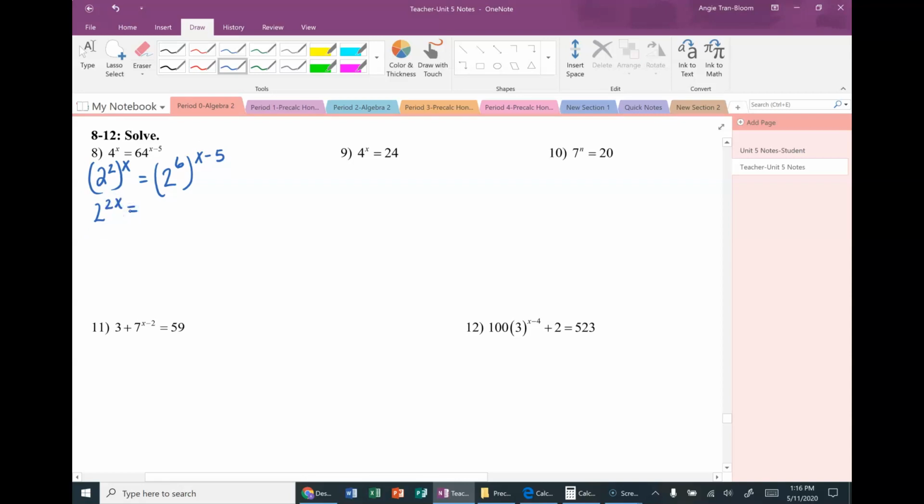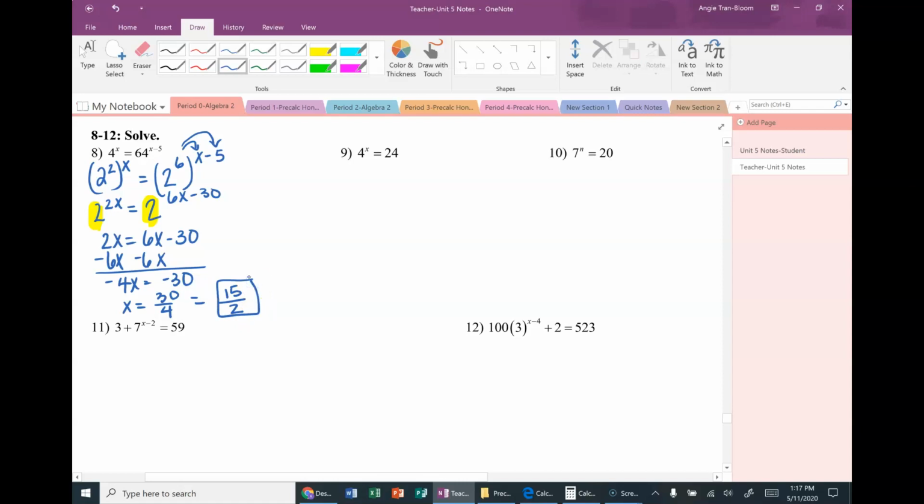So this is 2 to the 2x, and this will get distributed to both of those. That's 2 to the 6x minus 30. Well, the bases, okay, those two are now exactly the same. So you drop it like you did before and just set the exponents equal to each other. Move the 6x to this side. That will give us negative 4x equals negative 30. Divide both sides by negative 4, so 30 over 4. Don't forget to reduce, and that will come out to be 15 over 2.